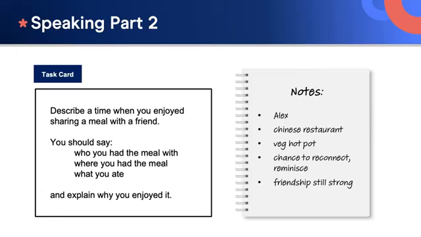During the prep time, with only enough time to write a few words, this is what I would write. For who, I'd jot down the name, in this case my friend Alex. For where, we ate in a Chinese restaurant. What we ate was a vegetarian hot pot. Notice the use of abbreviation here. That's a good trick for writing notes quickly.